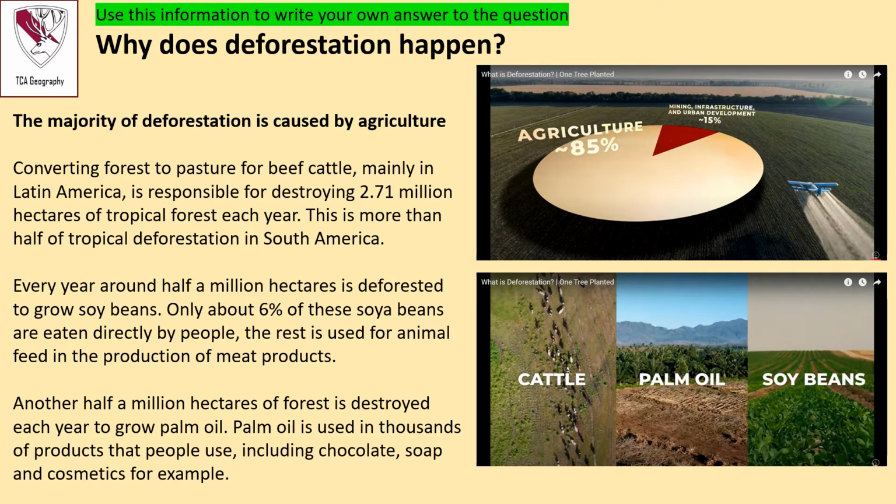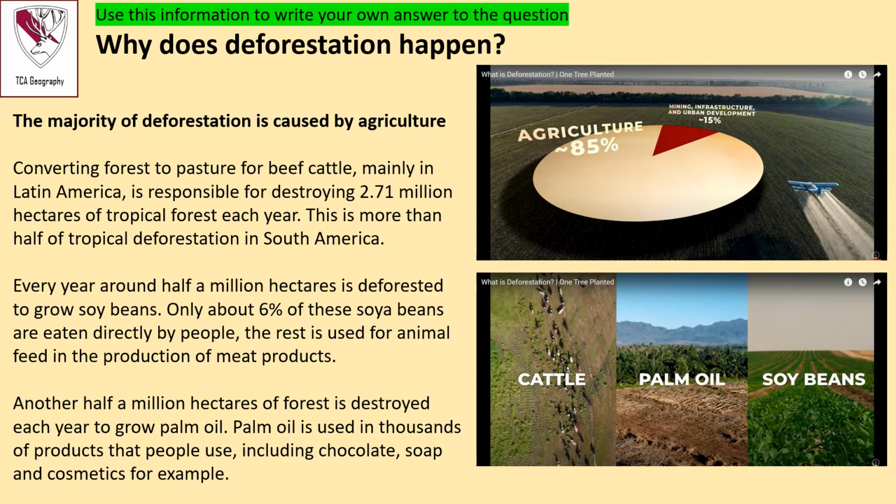Every year, around 500,000 hectares is deforested in order to grow soybeans. Only about 6% of these soybeans are eaten directly by people, but the other 94% is also eaten by people, but indirectly, because it's used for animal feed in the production of meat products. So people who eat meat are also eating a lot of soybeans, but indirectly, weirdly.